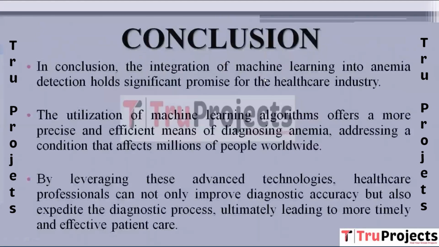So now coming back to the conclusion part. To sum up, the incorporation of machine learning in anemia detection presents a substantial opportunity for the healthcare sector. Applying machine learning algorithms provides a more accurate and streamlined approach to anemia diagnosis, addressing a condition that has a global impact on billions of individuals. Through the adoption of these advanced technologies, healthcare practitioners can enhance diagnostic precision and accelerate the diagnostic procedure, ultimately resulting in more timely and efficient patient care.